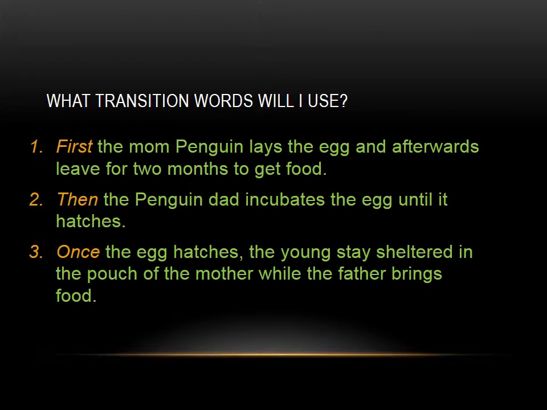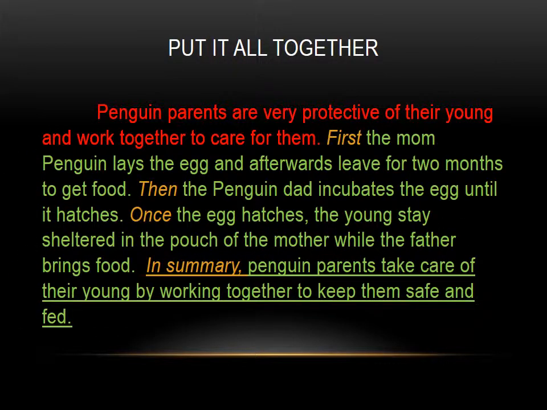So now that I know my details and I know my topic sentence, I need to make sure I have transition words. So here are my three details again from that first slide, but the only difference now is that I've added transition words to each of these. And since I'm discussing what happens to these penguin eggs from the moment that the mother penguin lays the egg to how the mom takes care of it, that's a chronological order of events that's going to occur naturally. And so it makes sense that I'm going to use first, then, and once as my transition words. But you are, of course, going to use what makes sense for your particular topic.